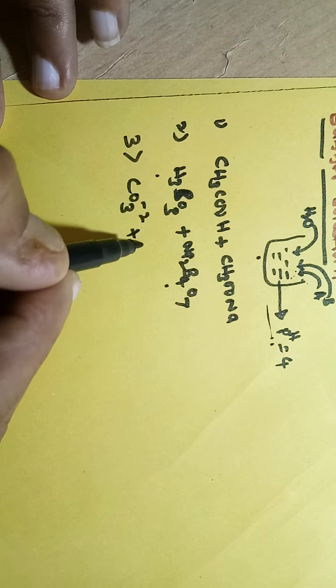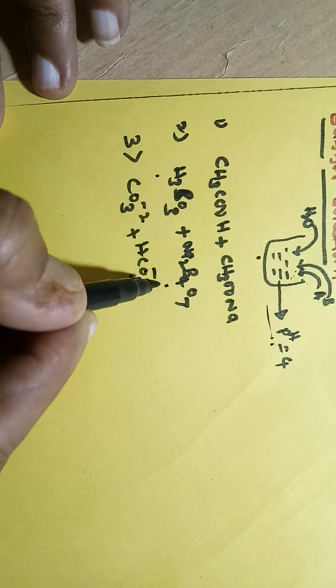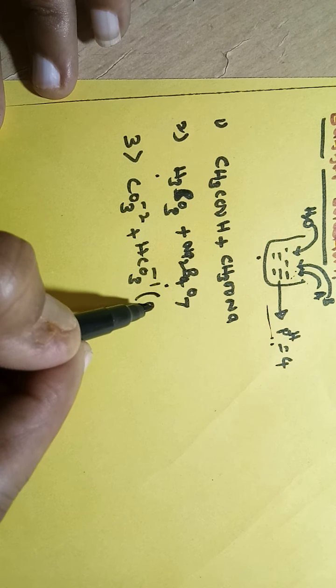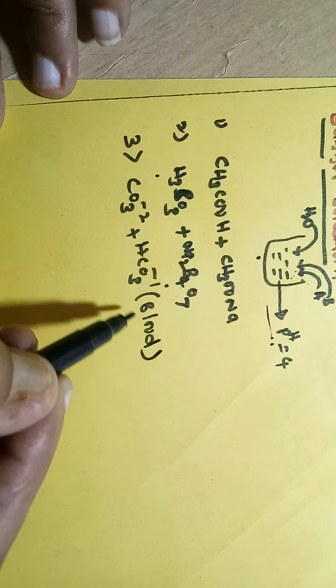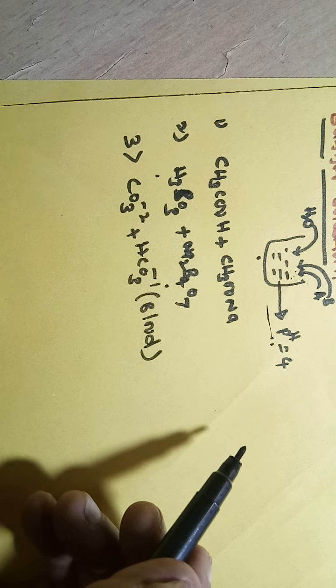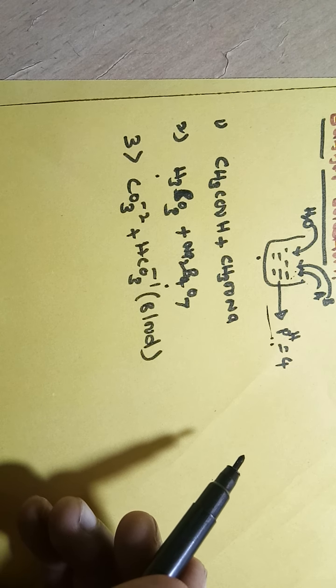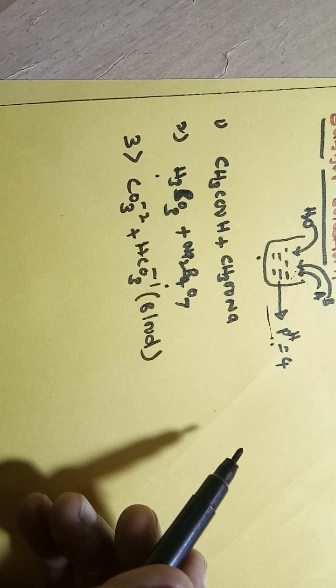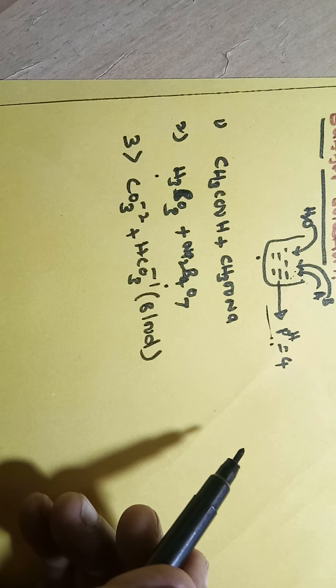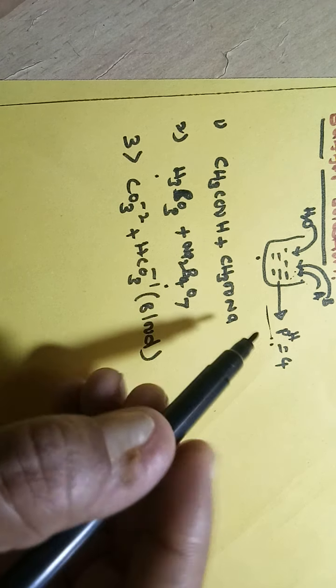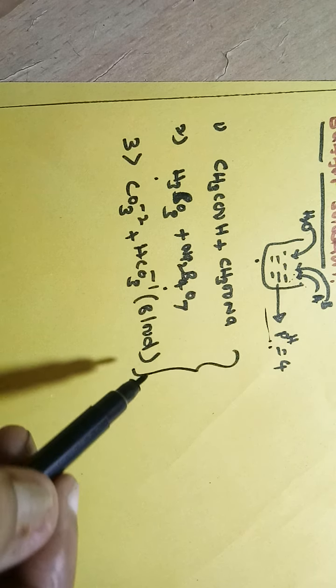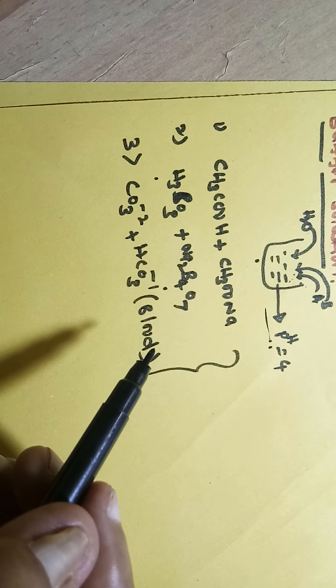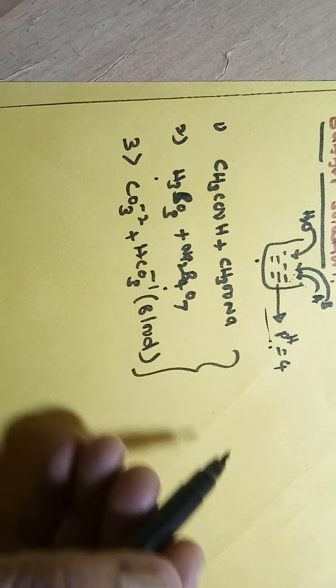Next, the third one: carbonate ion and bicarbonate ion act as a buffer solution in blood. That means this buffer solution is present in the blood. Blood will not change its pH value by addition of a small quantity of acid or a small quantity of base. So these are all called acidic buffers. Similarly, basic buffers are also present.